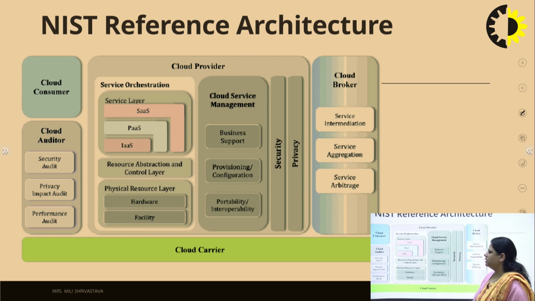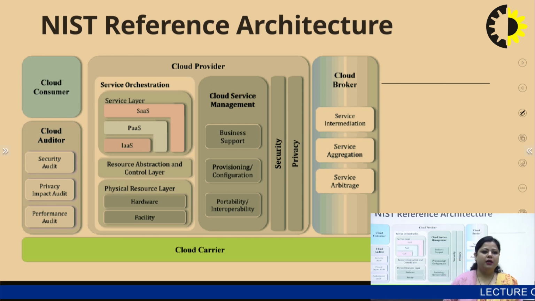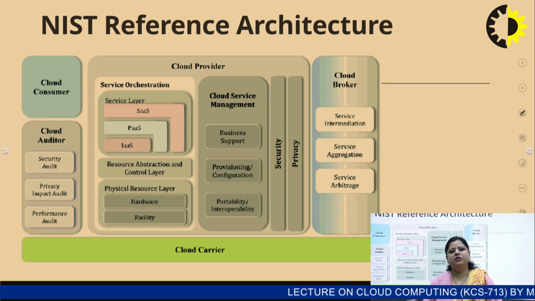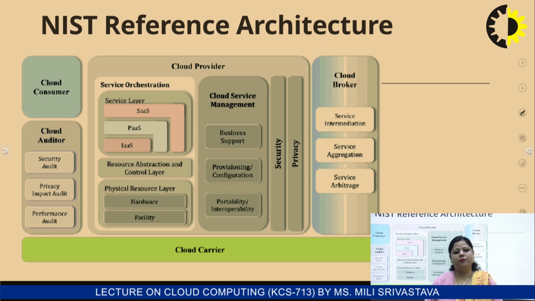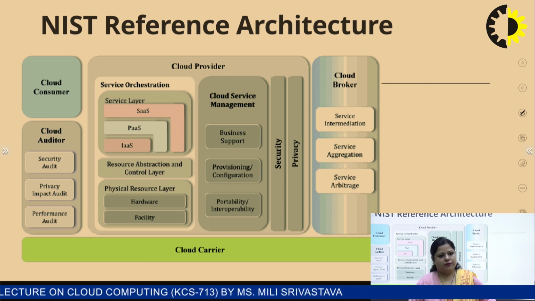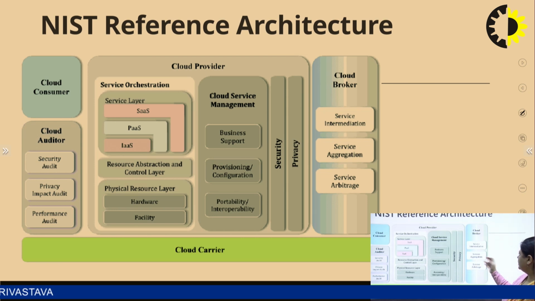Now, there are some basic functions included in the cloud broker, that is aggregation. What is aggregation? Aggregation is basically combining services from multiple providers. So whenever we require 2 or 3 services, and a combination of particular services provided by multiple providers, this combining of services from multiple providers is known as aggregation. Now arbitrage, what is the meaning of arbitrage?